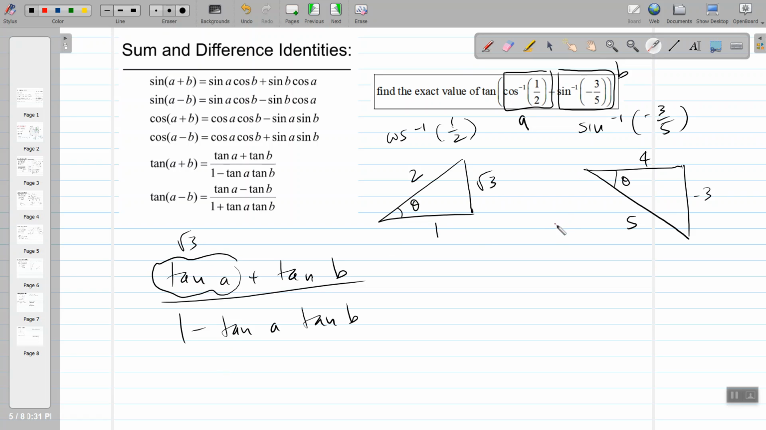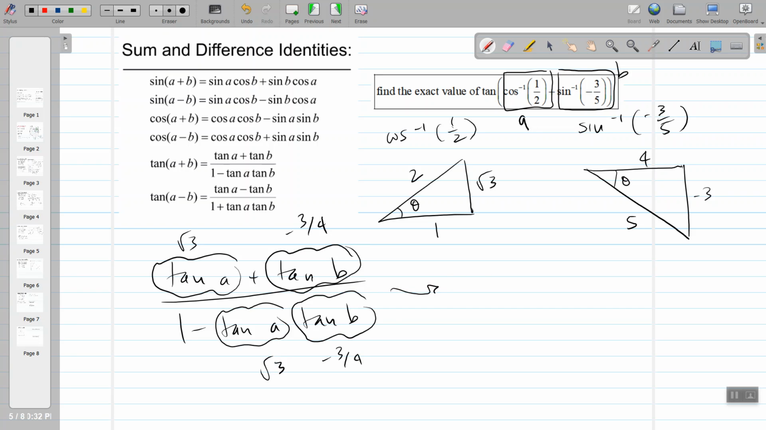Same idea over here. Tangent B. B in this case is going to be represented by sine inverse of negative 3 over 5, which, what is this really? This is this picture over here. Okay, so when I ask you what is tangent of B, what I'm really asking you is what is tangent of this picture? Well, tangent of this picture is going to be negative 3 over 4. So we'll just replace that here. And then we'll do the same thing down here.